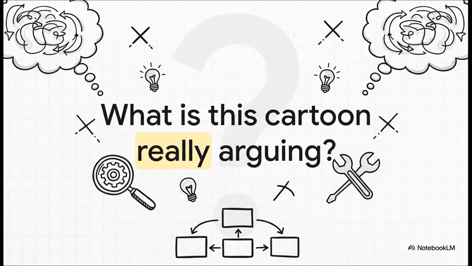So yeah, there are only 4 words on the screen, but there is a huge argument being made here. It's way more complex than just a simple RIP. So how do we unpack it? How do we do it systematically? Well, for that, we're going to need a special kind of toolkit.